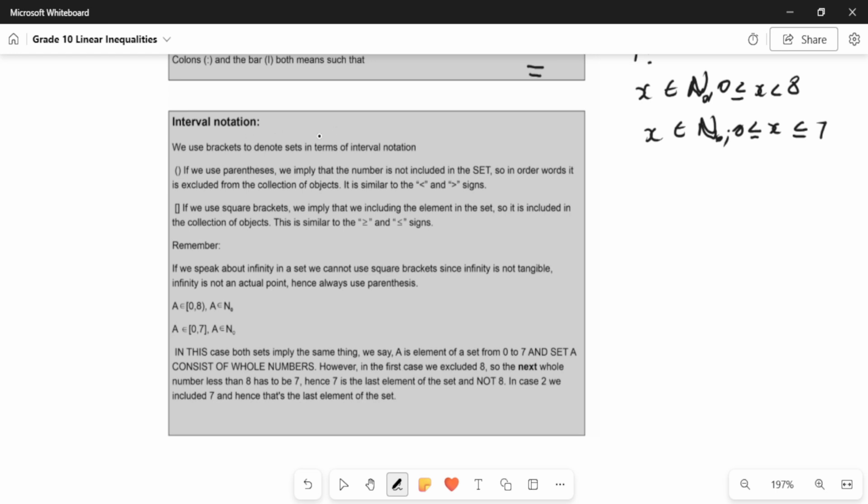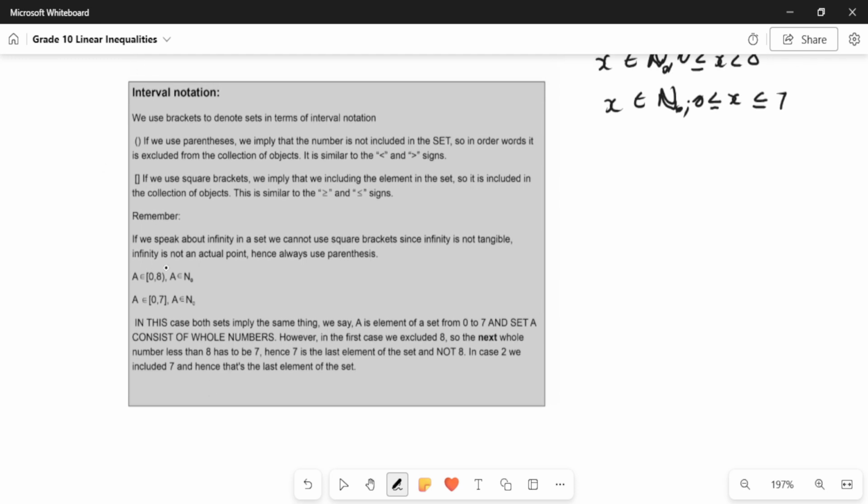Understood? What do these mean? If you use parentheses, we imply that the number is not included in the set. So in other words, it is excluded from the collection of objects. It is very similar to the less than sign or the greater than sign. If we use square brackets, we imply that we're including the element in the set. So it is included in the collection of objects. This is very similar to the greater than or equal to sign and less than or equal to sign.